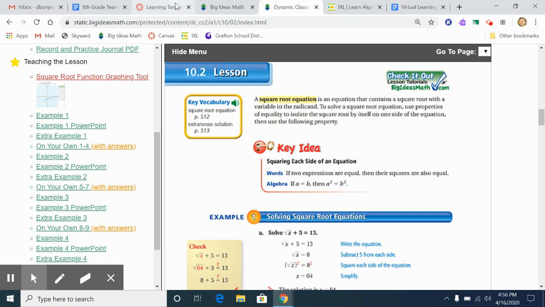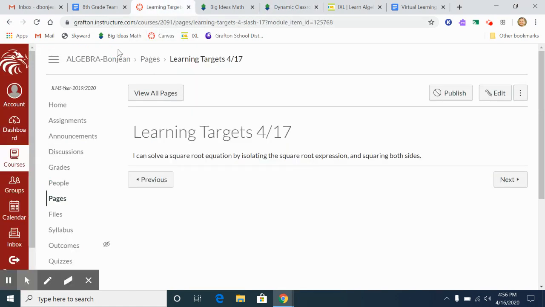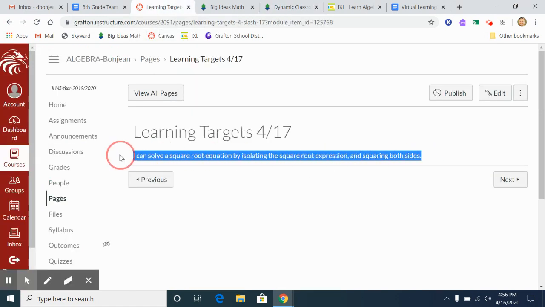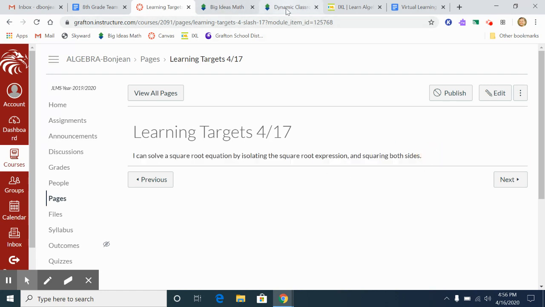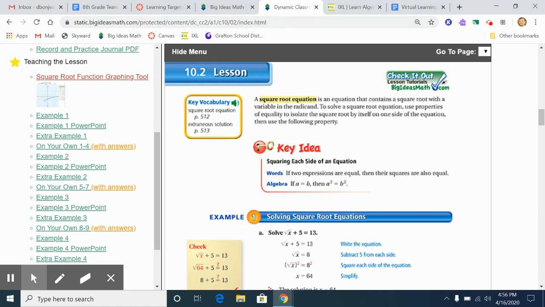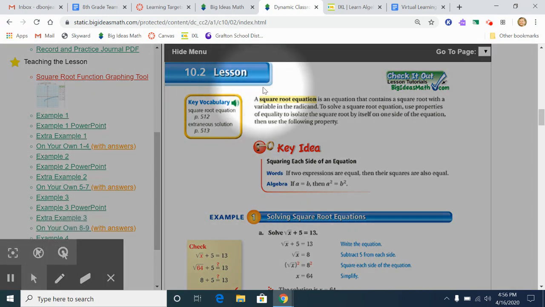Let's start by writing down our learning target, which essentially tells us exactly what we're going to do here to solve these. Which is, I can solve a square root equation by isolating the square root expression and squaring both sides. All right, so that's how we're going to do this. So we're going to do examples 1 and 2, and then we're going to have you guys practice it. All right, so let's read this together at the top of the page quick.